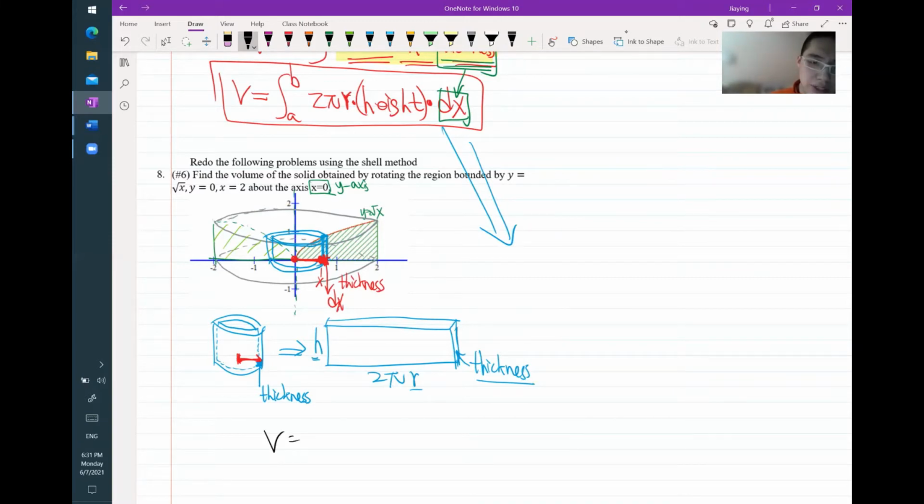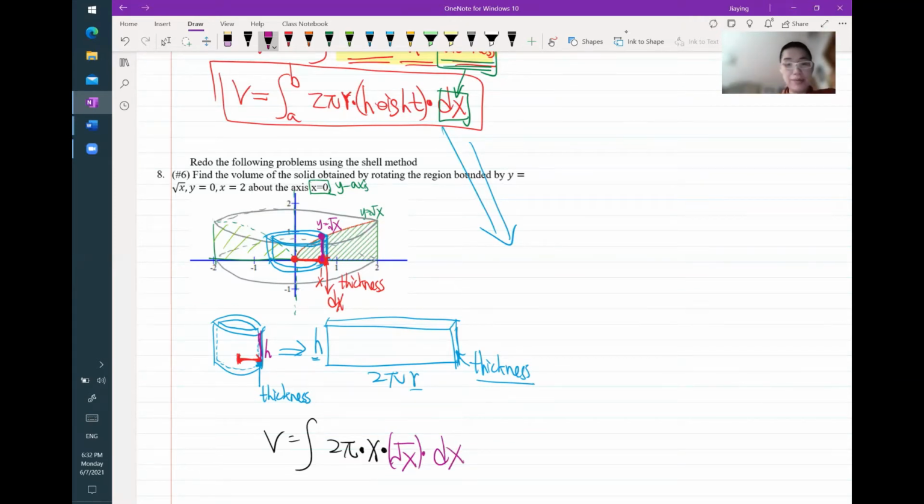So now we have volume is equal to integrating from a to b. We're going to figure out a and b later. So 2 pi times the radius. The radius in this case is just x, times the height of that cylinder. In the solid, the height is given by the distance from this red curve all the way to the x-axis. Well, we know here it's given by y equals square root of x. That's what that red curve is. So the height is just the y value, or we can write square root of x. Let me finish this, then I'll explain why. And then the thickness we already talked about, that's just dx.